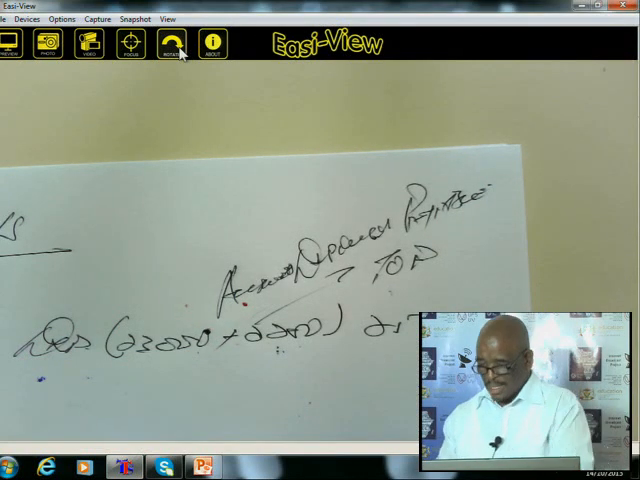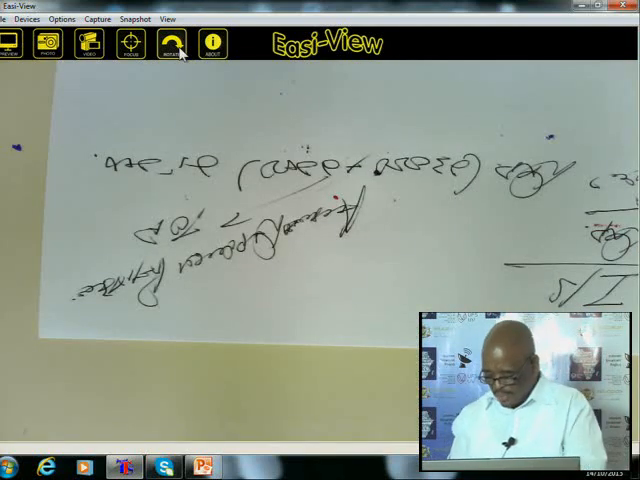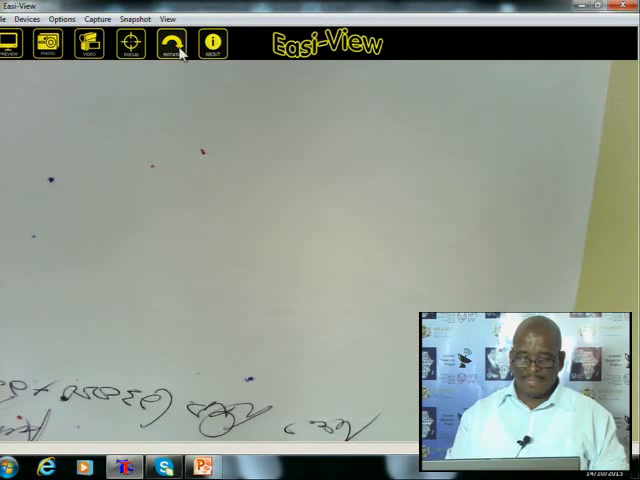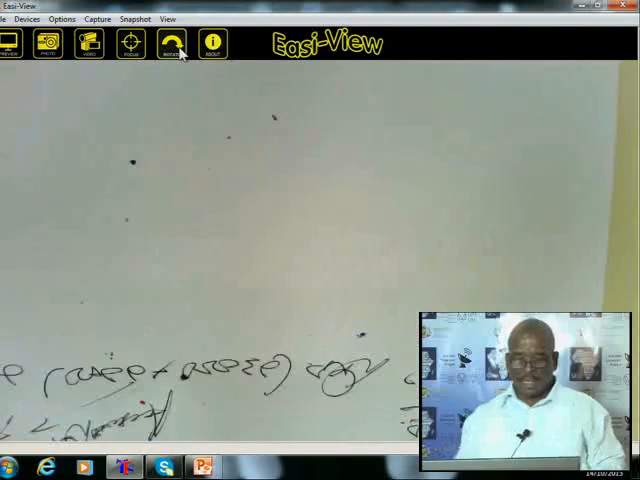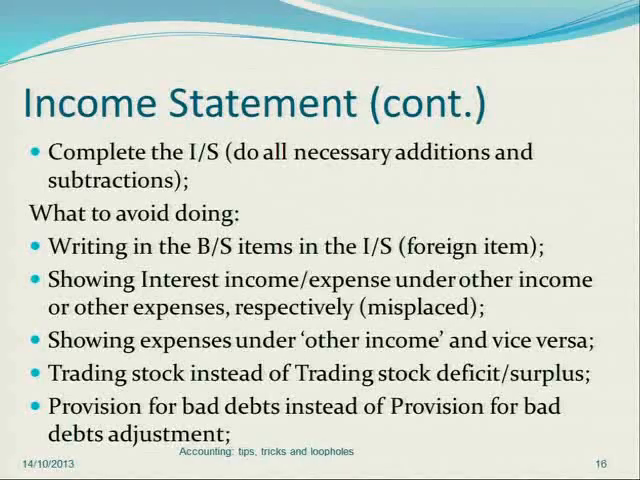Right. I think we've got to move on. I thought I needed to explain that because I realized in the past that a number of candidates had problems determining rent paid in advance or accrued.